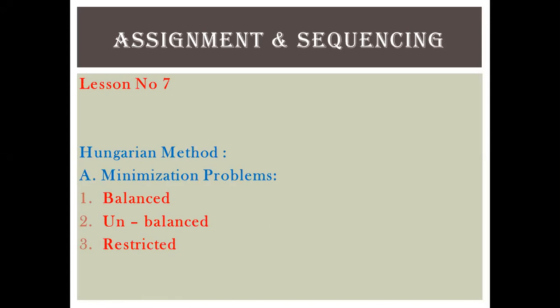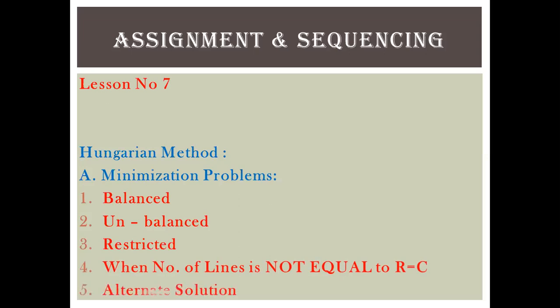Now today class, our focus will be on a very important sum that is based on when the number of lines which we draw to cover the zeros are not equal to the rows and columns. Also, we'll be seeing sums wherein there exists more than one solution. That is, there is existence of an alternate solution. So let us start the sum class.